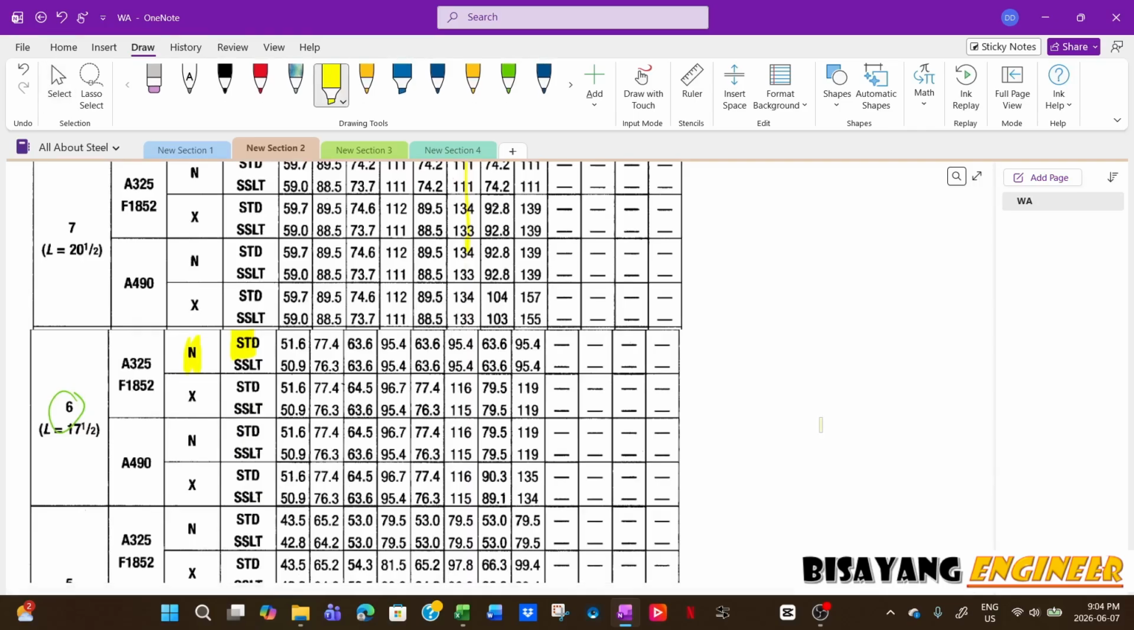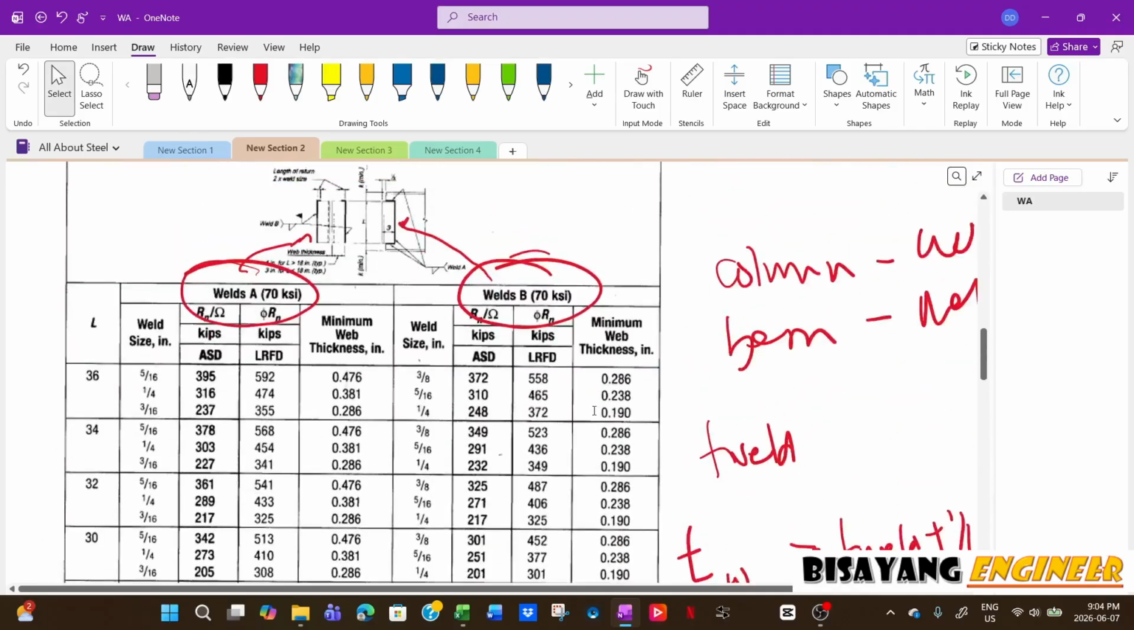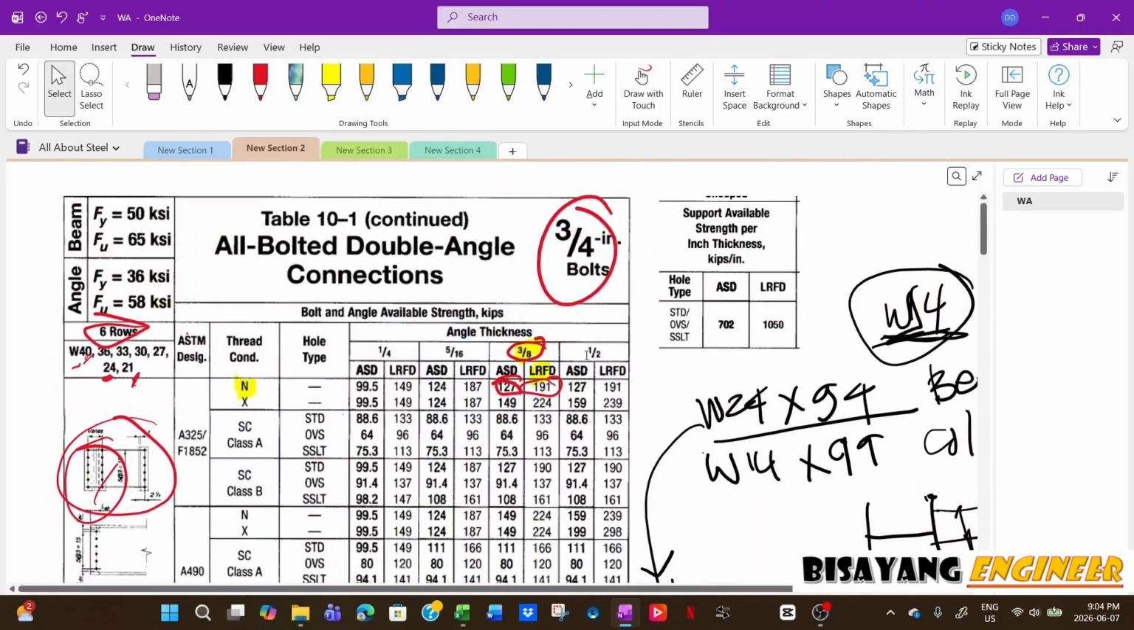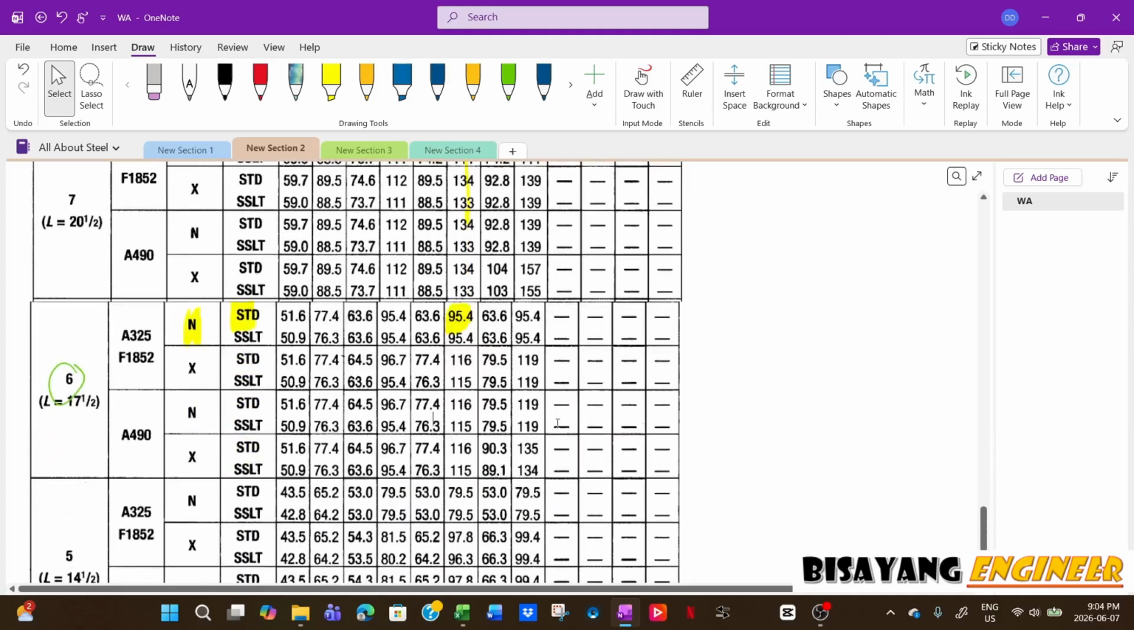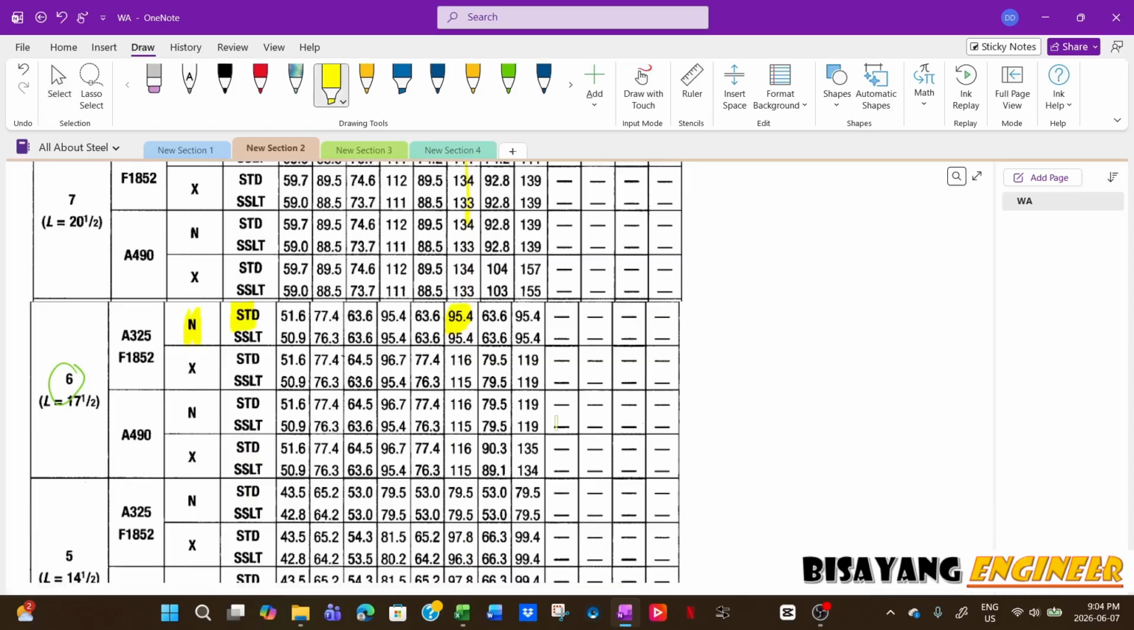This one. So therefore our capacity is 95.4. So almost the same as the angle here. Is it this? Oh no, 190, 191. Now, if you notice the connection, I think what happened here is, if you notice 191 versus 95, the same number of bolts, it is probably because in double angle you have double shear, right?